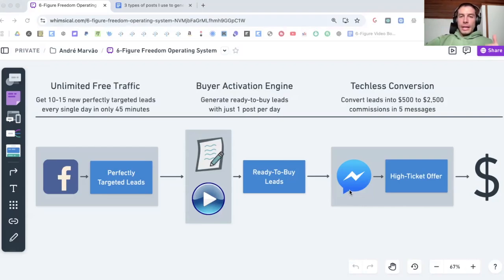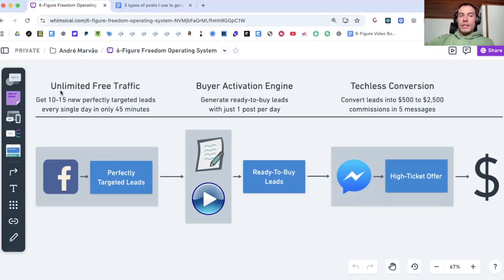Okay, so let's talk about the six-figure freedom operating system. It has 3 phases. The first phase is unlimited free traffic. Second phase is buyer activation engine, and the third phase is tactless conversion.